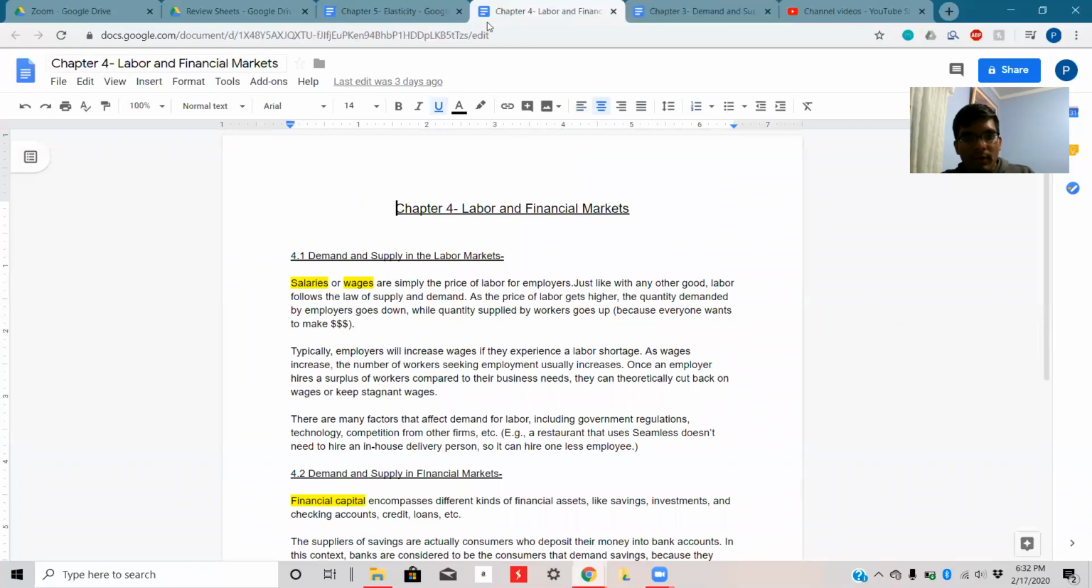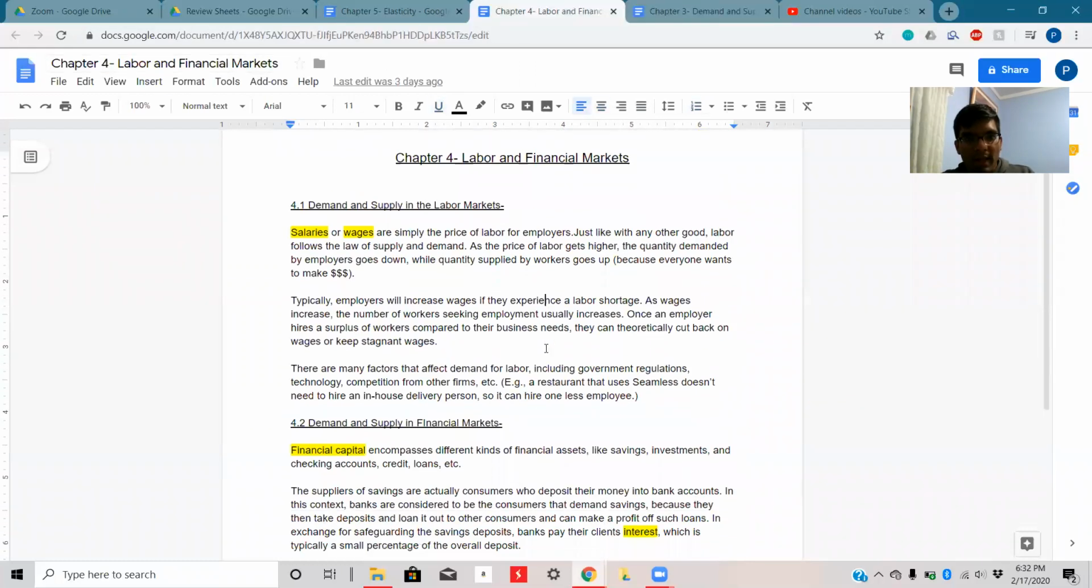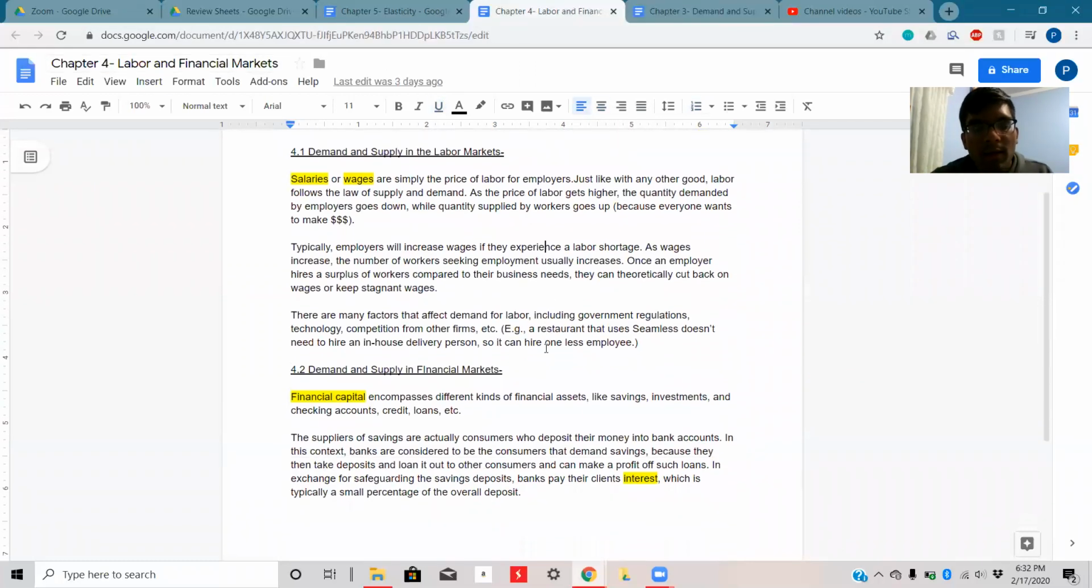So that's it for chapter 3. Chapter 4 is labor and financial markets. Salaries and wages are just the price of labor for employers.